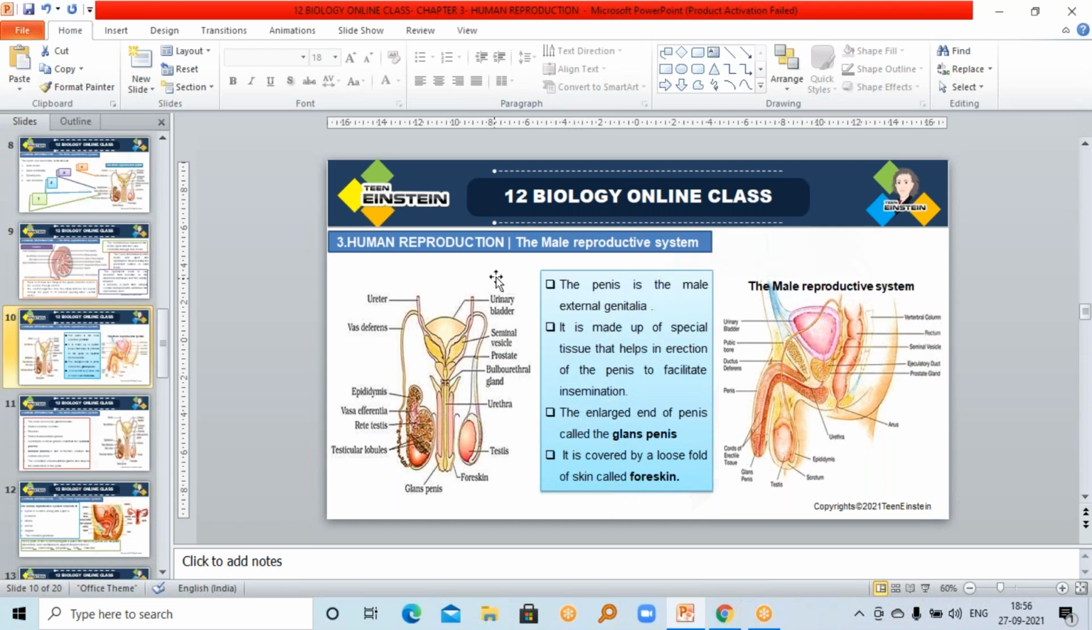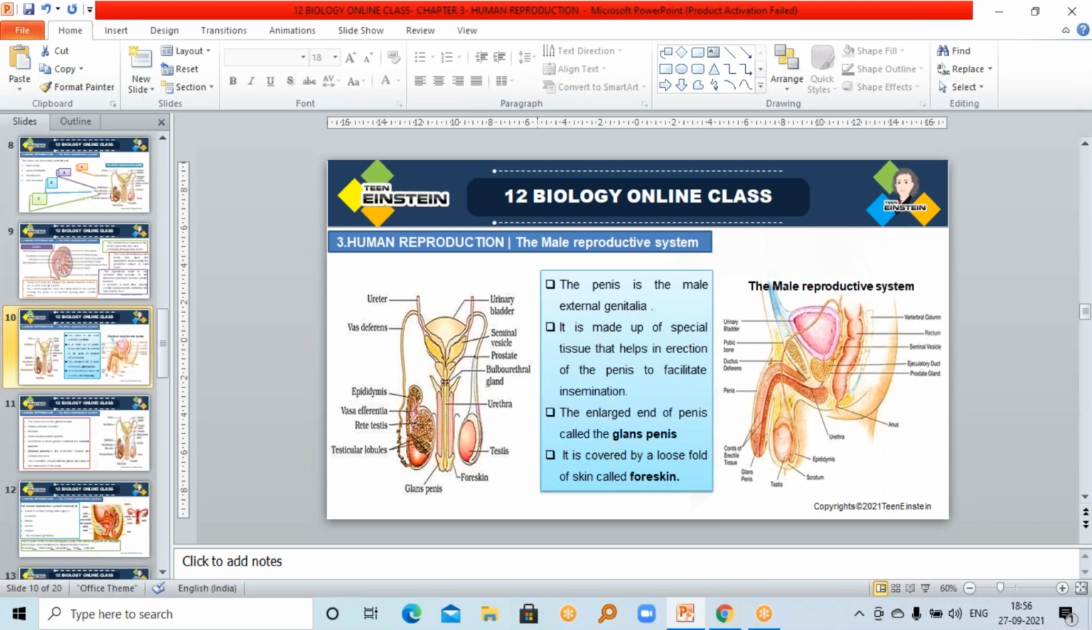And next, the human male reproductive system. The penis is the male external genitalia, the male external reproductive organ. It is made up of special tissue that helps in the erection of the penis to facilitate insemination.